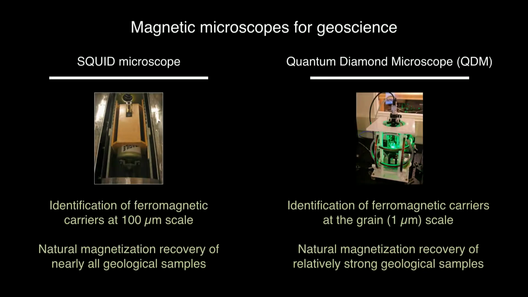Okay, so to summarize that in terms of practical usage, the SQUID microscope can identify ferromagnetic carriers at the 100 micron scale. But a QDM can do this at the grain scale, which can be very useful. And then the SQUID microscope can recover natural remnant magnetizations from pretty much any common lithology. Or so, the QDM is limited to kind of relatively strong samples.